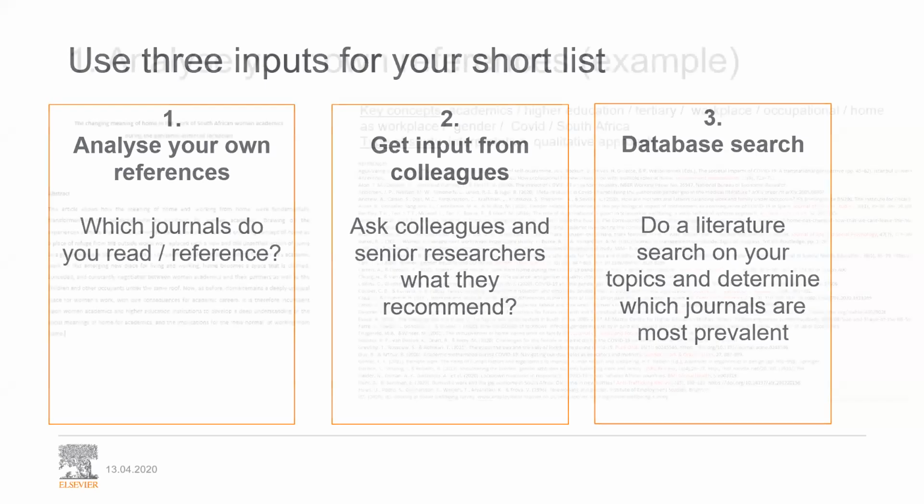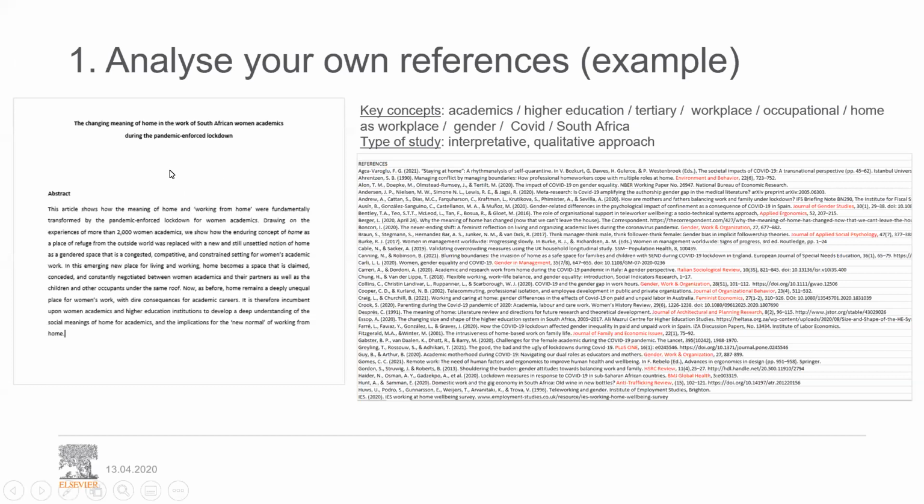So this is a manuscript. This is a real manuscript. The title of this research is Changing Meaning of Home in the Work of South African Women Academics During the Pandemic, right? So it's to do with higher education, with academics. It's to do with COVID-19, the pandemic, and now how to start looking for possible journals in which to publish. And analyzing your own references is the first step.